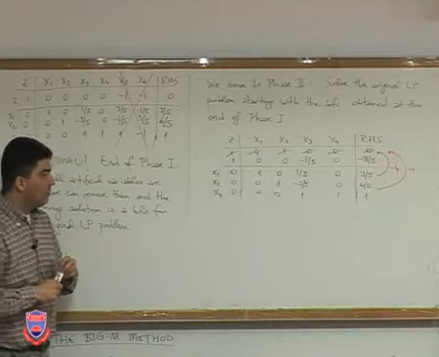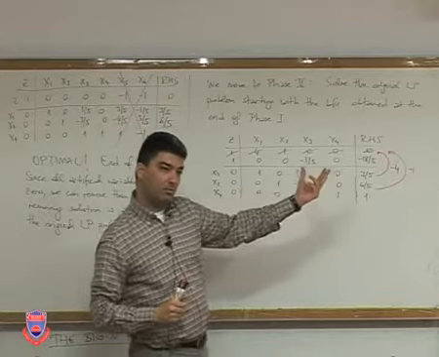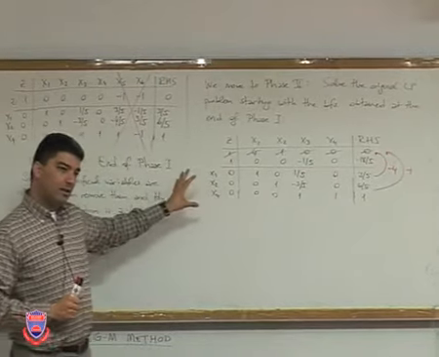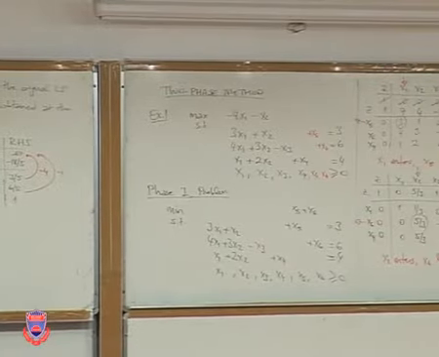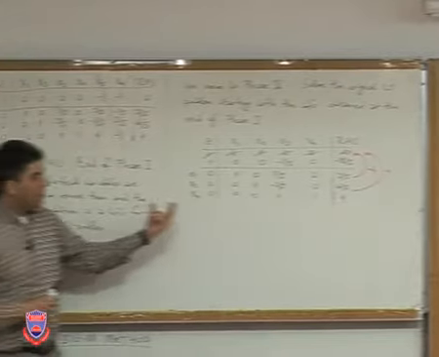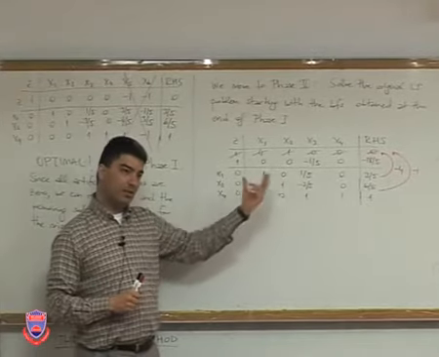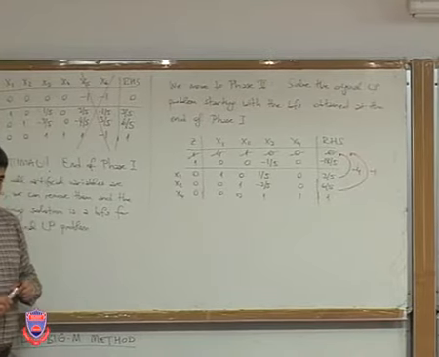Remember, the whole point was to find a starting basic feasible solution of the original LP problem, and this is exactly what we have. So the end of phase 1 gave me such a starting solution. Now I can continue with the simplex method. But remember, I'm solving the original LP problem, which is a maximization problem now.